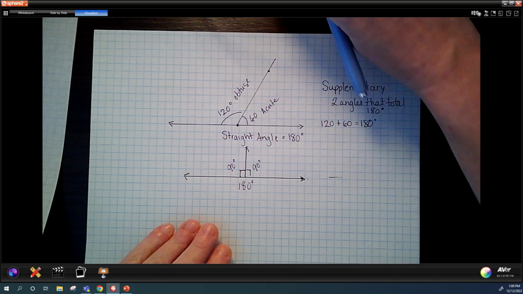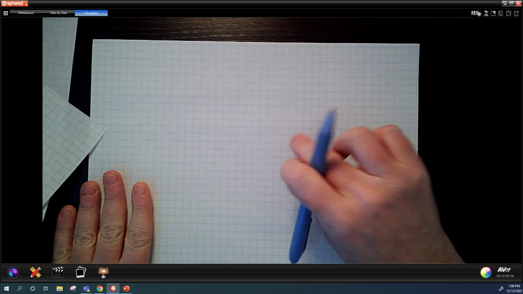Now, we learned a little bit about adjacent and vertical angles, and we'll talk about those in the next video.